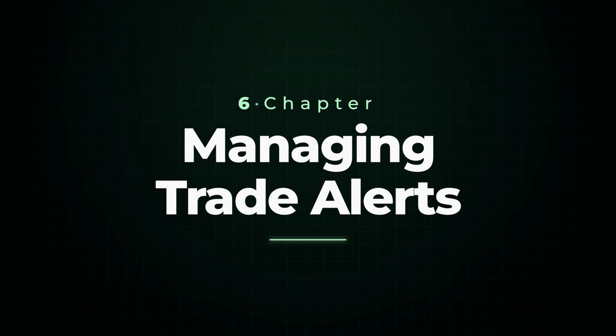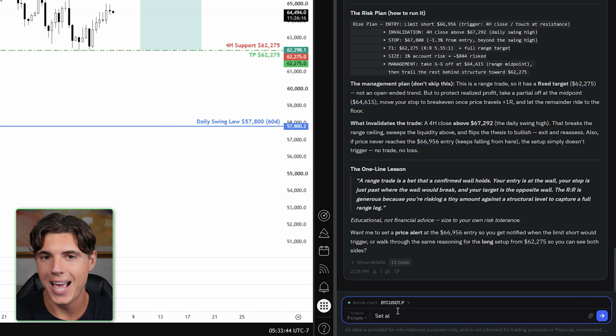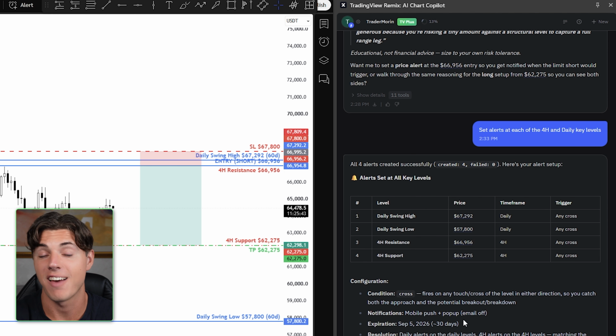Now let's get into some of the honorable mentions. So now that we know where we want to enter, where our key levels are, what I can do now is simply ask TradingView's AI to set alerts at each of those key levels. That way I don't have to spend the time doing it manually myself. And just like that, the alerts have been set.